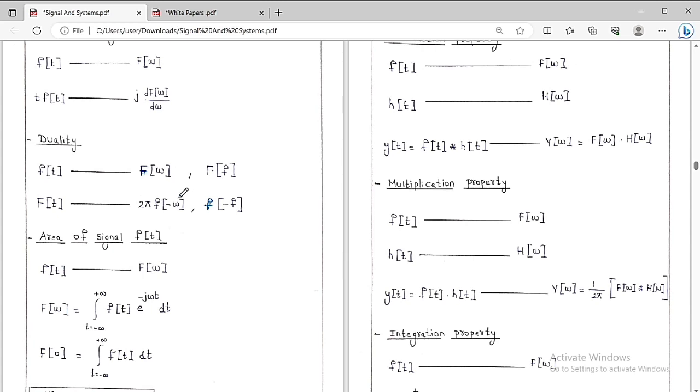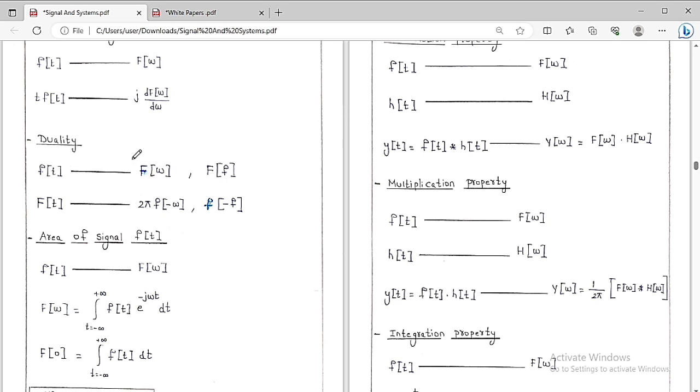Suppose if you want to write in terms of f, here omega means f, so here small f of minus f. Just replace omega by minus f, that's it. Replace t by minus f, that's it. F of minus f. So this is in terms of omega, and this is in terms of small f. So this is what I am trying to tell you. This is in terms of small frequency and this is in terms of f.